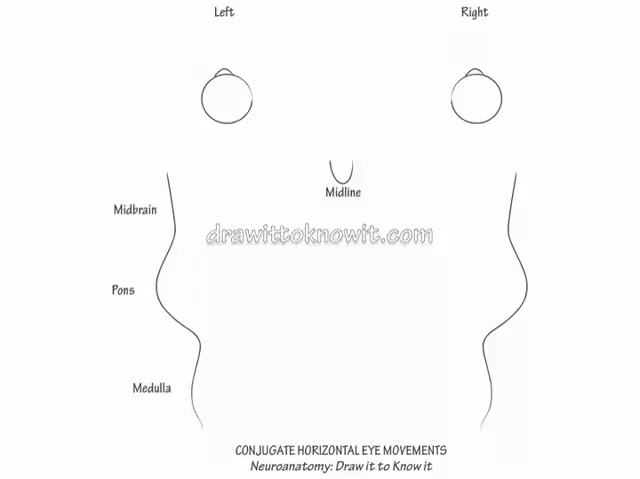Now let's draw the relevant muscles for horizontal eye movements. For simplicity, we choose to only show the muscles for eye movements to the left. Attach a lateral rectus muscle to the left eye and a medial rectus muscle to the right eye.